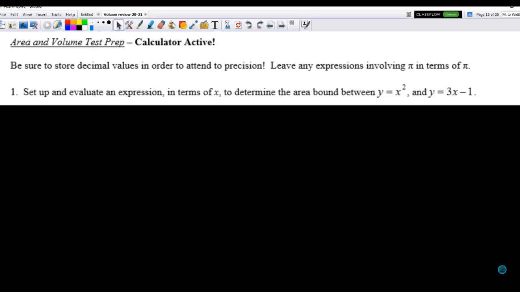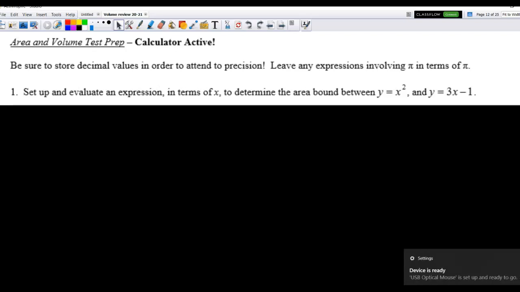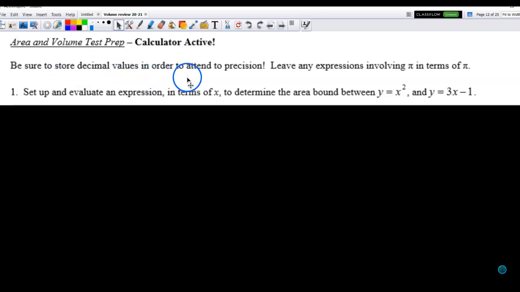All right, this is the second review for the area and volume test, and I'll be doing a lot of work showing how to use the calculator, how to set things up with that. It says in the directions to be sure to store decimal values in order to attend to precision, and we'll be talking about that. Leave any expressions involving pi in terms of pi, and I'll talk about what that means.